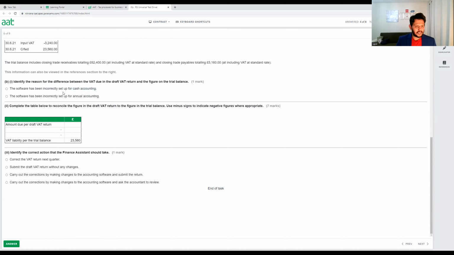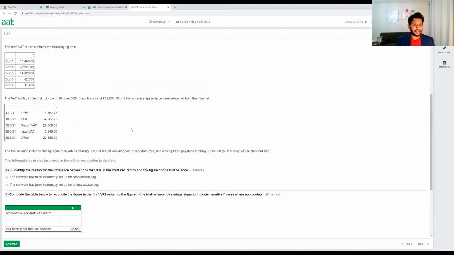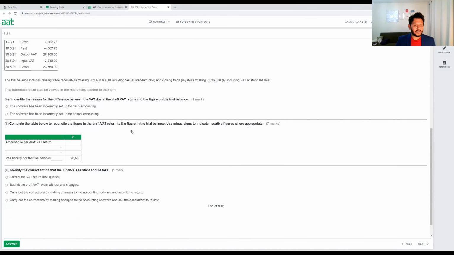So the software has been incorrectly set up for the cash accounting. So what is the difference between this? And the software has been incorrectly set up for the annual accounting. Now, remember that annual accounting means we just submit VAT once in a year. So it's not relevant here because the question said very clearly that they don't use any special accounting scheme. So that means it's relevant to the cash accounting.